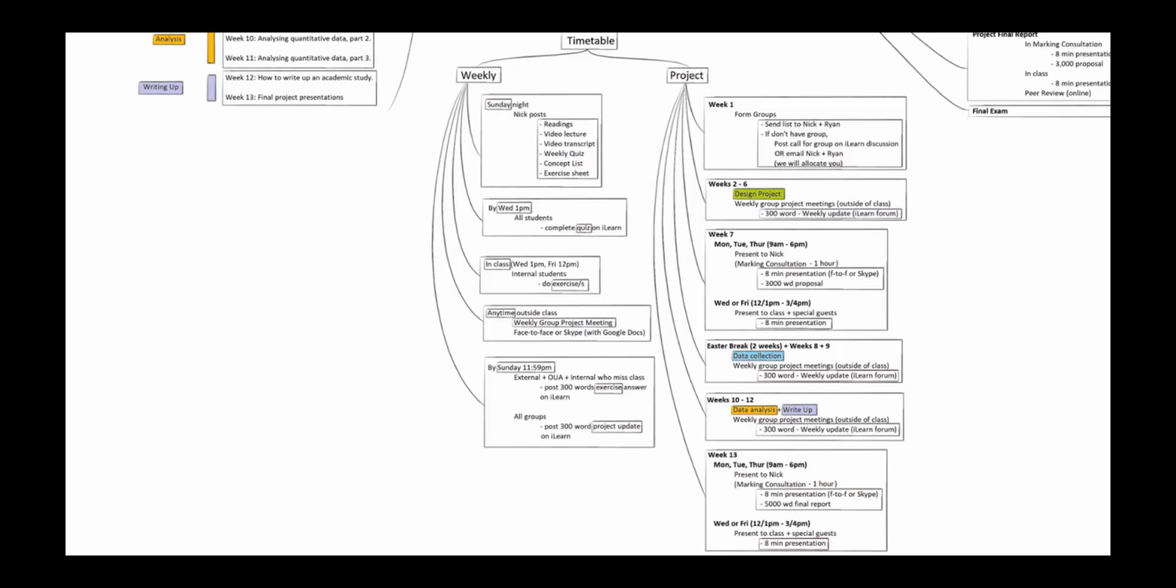Okay, then weeks 2 to 6, you design your project. That means weekly group meetings outside of class and the 300-word weekly updates on iLearn, one per group. Week 7, we have the presentations and marking consultation. We've discussed that already a lot.